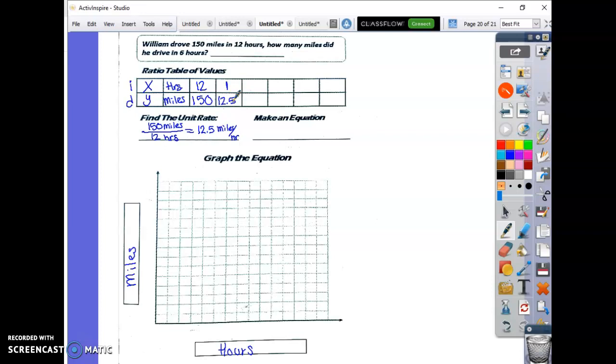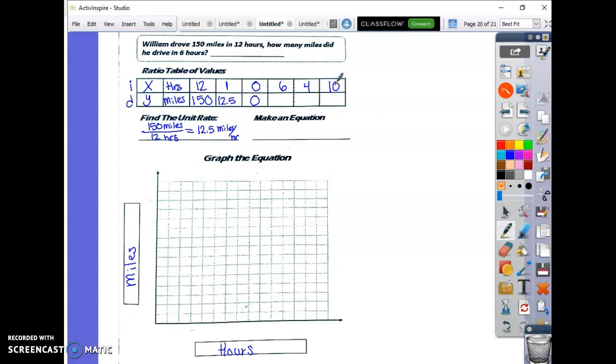So now we know those two relationships. And what about if he travels 0 hours? He's going to have moved 0 miles, right? So now we know 3 of our 6 relationships. Then remember, we have to find out how many miles did he drive in 6 hours. Well, in 6 hours, so we have to find that. And then let's find 4 and 10 for fun.